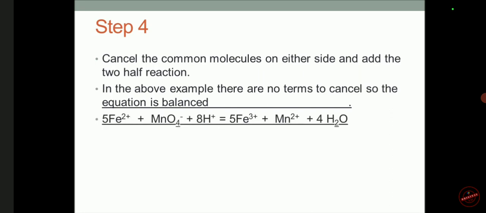So 5 Fe2+ plus MnO4- plus 8H+ gives you 5 Fe3+ plus Mn2+ plus 4H2O. That's a balanced equation. Since we have hydrogen ions on the reactant side, the equation has to be balanced in the acidic medium.